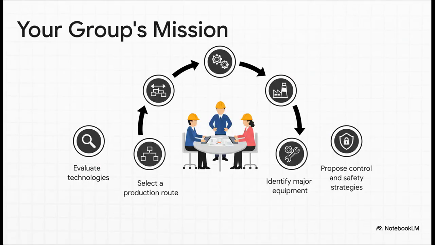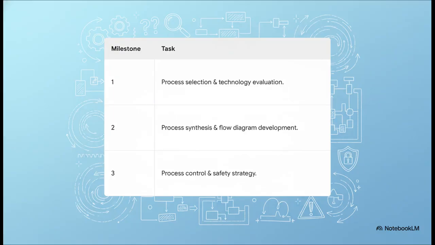So in your groups, you're basically going to become a process engineering team. You'll have to evaluate different technologies, choose your production route, figure out the major equipment, and design safety strategies. You're going to be making the kinds of critical decisions real engineers make every day. And don't worry, we're not just going to throw you into the deep end. The project is broken down into 3 really clear milestones. And if you look closely, they actually mirror the design stages we just talked about. It's a structure that's going to guide you step by step through the whole process.